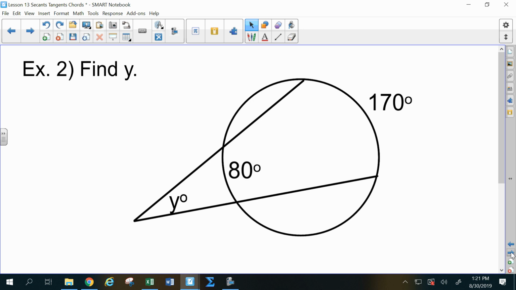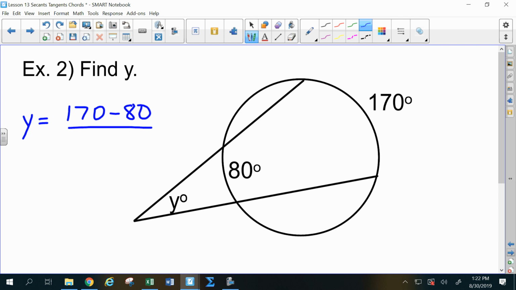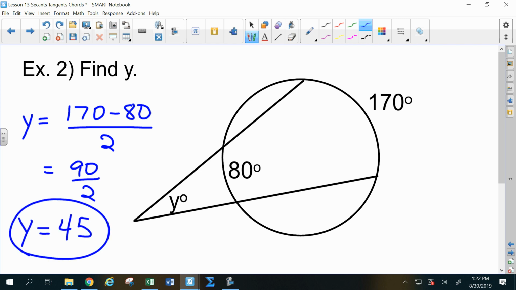Now they cross outside. Will the formula have a plus or a minus in it? It will have a minus. The formula starts angle equals. Which thing up here is my angle? Y is the angle. I'm going to subtract the arcs, and it's always going to be the bigger one minus the smaller one, the farther one minus the closer one, so that we get a positive. (170 minus 80) divided by 2. What's 170 minus 80? What's half of 90? So y is 45. As long as we set the formula up correctly, very easy problems.